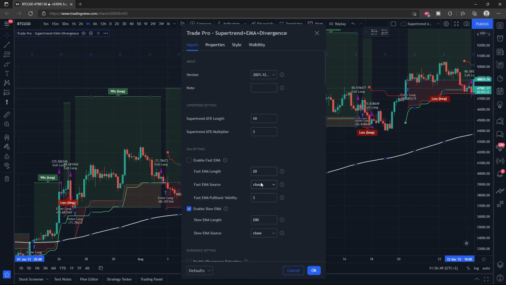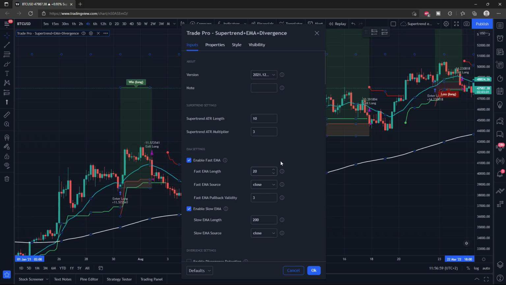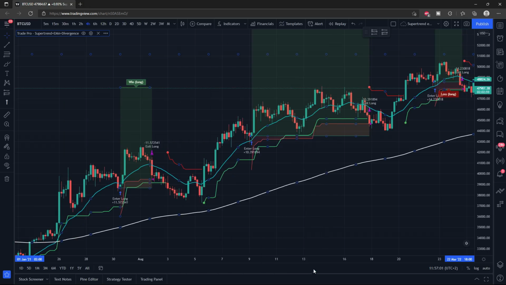So if we go into the settings here, you can see in the EMA settings, you have the option to enable a fast exponential moving average of your choice. So if I click on that, it's going to only enter the trades that pull back to the 20 period exponential moving average. You can see things have changed now, and it's entering when we get price meeting all the previous criteria that I already discussed, but it needs to have pulled down below that exponential moving average in order to take the entries.